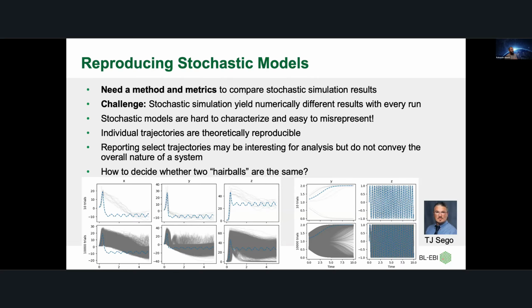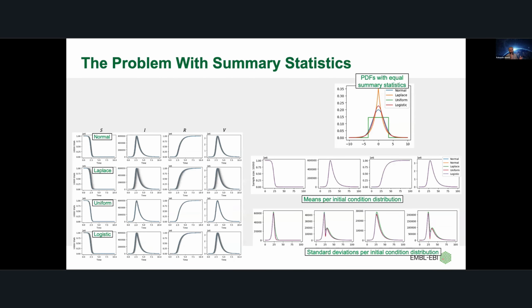The problem here is that with the stochastic model, every simulation is a new result, so it is going to be stochastic inherently. For the stochastic simulation, we need to find a smart way to compare them. Of course, people suggest that we can do summary statistics, but it's not accurate because you can see on the top right, you can have different distributions, and they all can have the same summary statistics of mean and standard deviation, and they are completely different distributions.